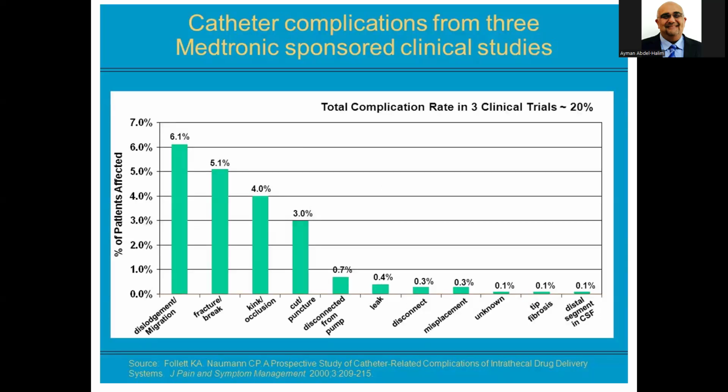This is out of Medtronic. Some numbers here to think about. Catheter complications from three Medtronic-sponsored clinical studies. The commonest one is the dislodgement and migration. Next to it is the fracture and the break. And then you have all kinds of kink and occlusion next to that, and then cut and puncture.